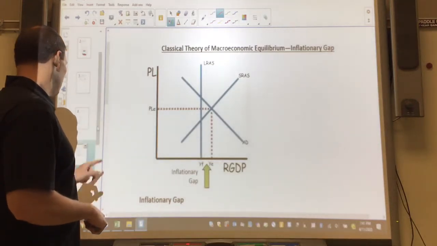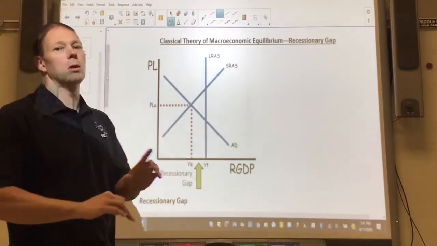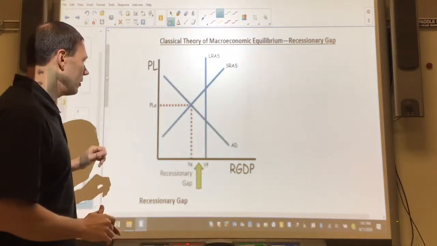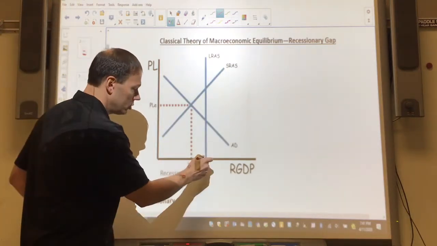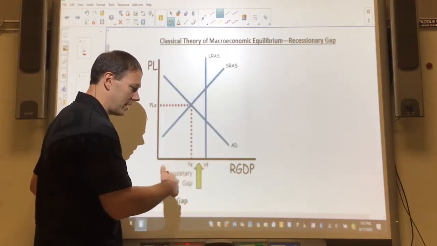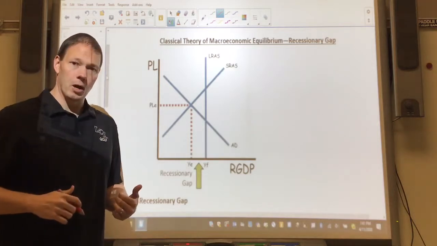Now, if we are experiencing a recessionary gap, okay, again, classical means the government's keeping their hands off. They're just letting things adjust on their own. So a recessionary gap means that we are in recession. We should be here, but we're not here. We're to the left, or less than full employment output. So we're going to assume that there's some unemployment.